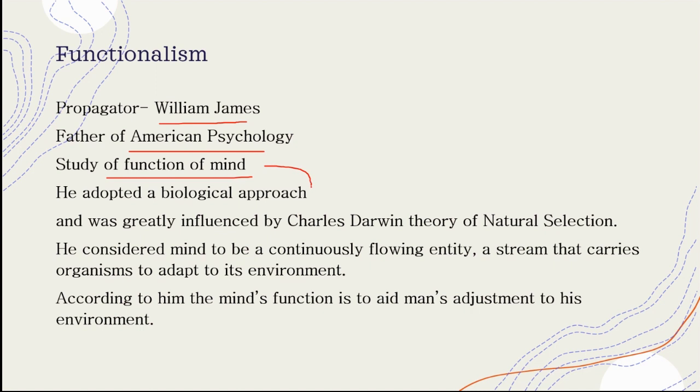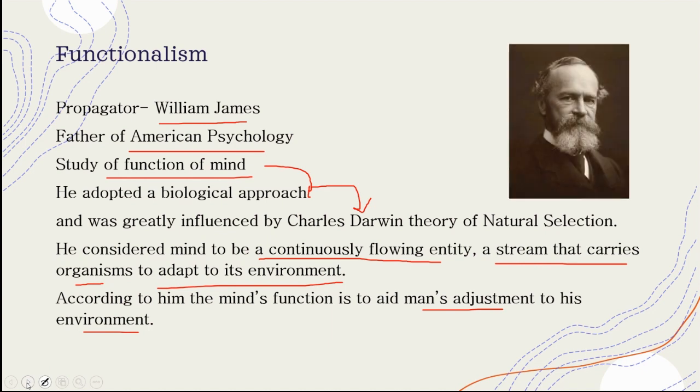And he adopted a biological approach because he was highly influenced by Charles Darwin and his theory of natural selection. He took the approach of adaptation or adjustment to the environment. He considered mind to be a continuously flowing entity, a stream that carries organisms to adapt to its environment. According to him, the only function of the mind was to adjust to its environment. But this school of thought was also rejected and was highly criticized. And this aroused a new school of thought. Here is William James.